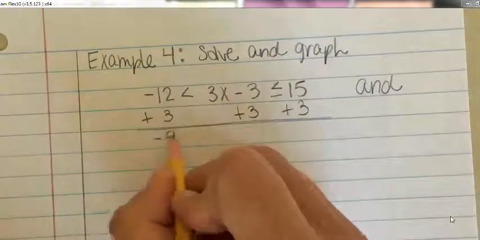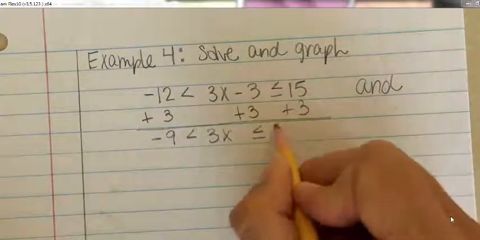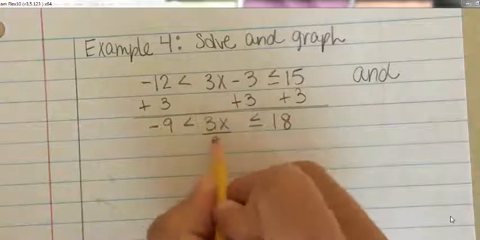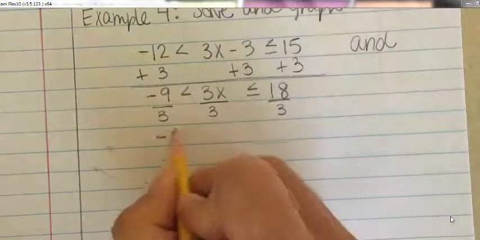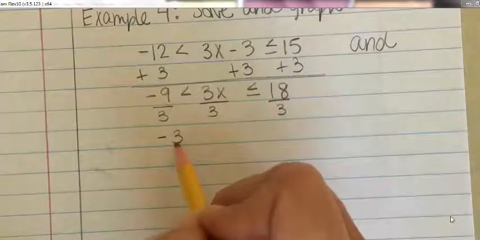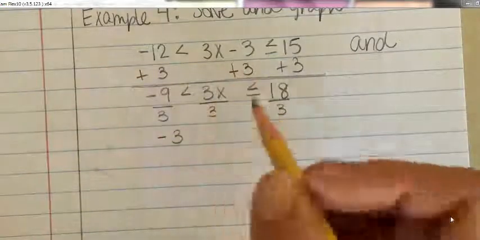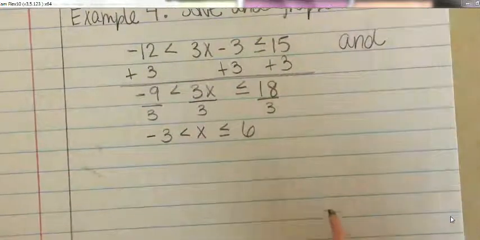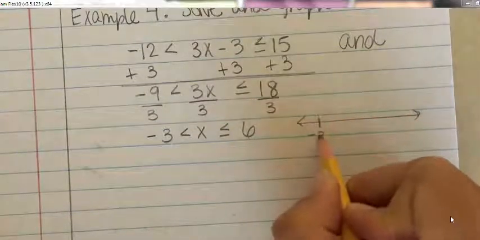So I'll have -9 less than 3x less than or equal to 18. I've got to get x by itself, so I'm going to divide all sides by 3. So I get -3. Now notice I didn't divide by a negative, so I'm not flipping anything. Just because this ends up being negative doesn't mean that I'm flipping anything. Only if you had divided or multiplied by a negative.